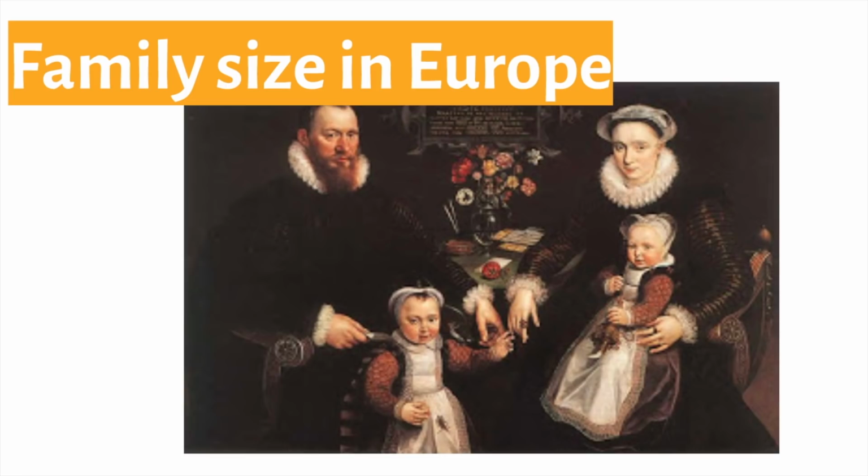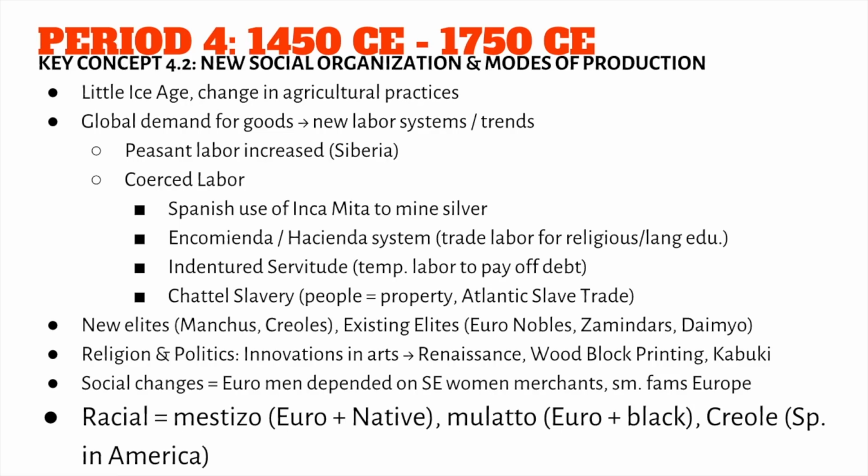They can have smaller family sizes. So that is a big change in this time period, this social change. And then finally, we're going to really see new racial groups appear. And this is because of the blending together of different racial groups.